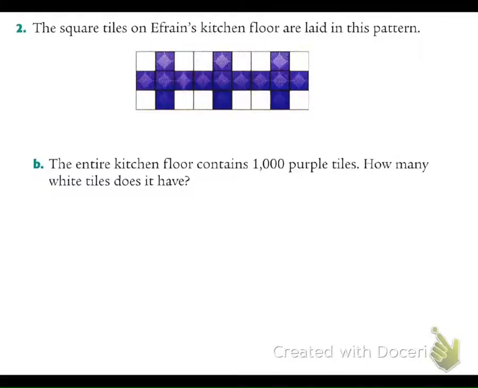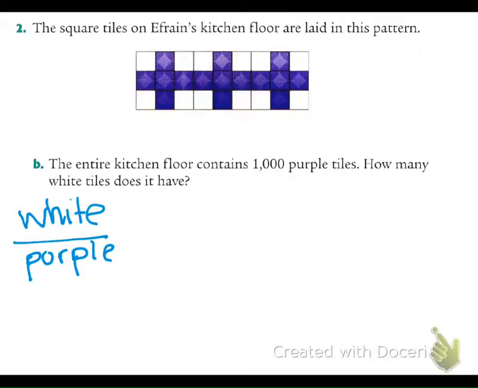Now let's look at this one. The entire kitchen floor contains 1,000 purple tiles. How many white tiles does it have? Well, we just talked about the ratio between white tiles to purple tiles. Think what we said the ratio of white to purple was. For white to purple, we said that there was a 4 to 5 ratio.